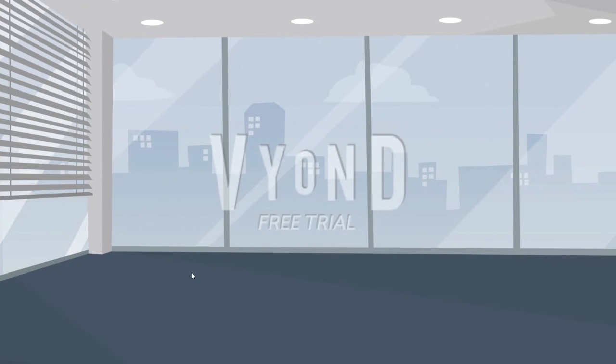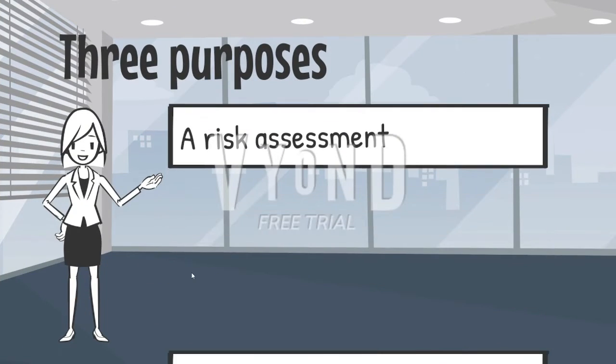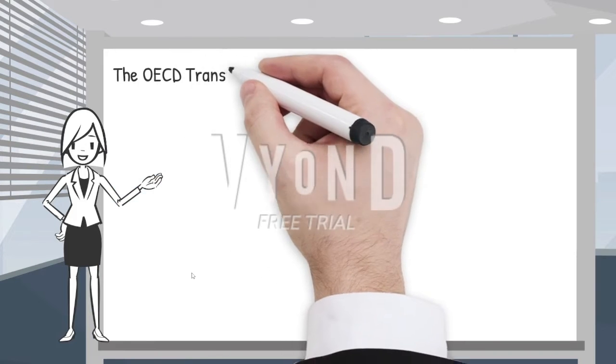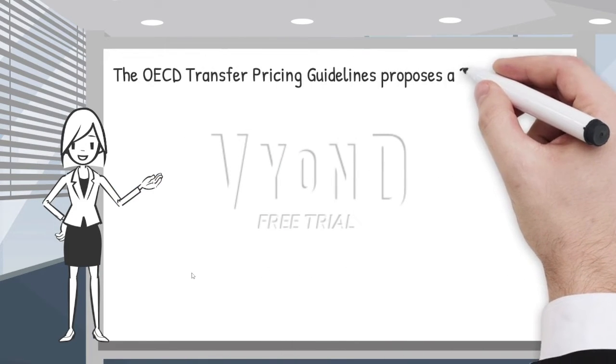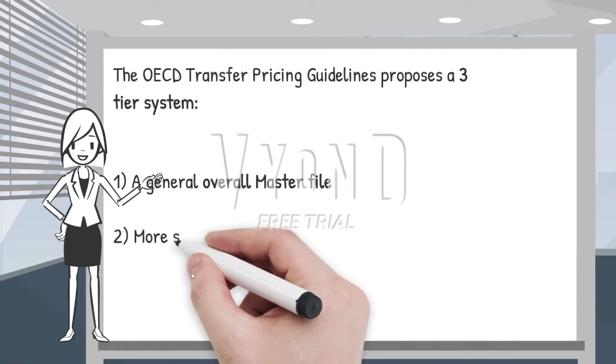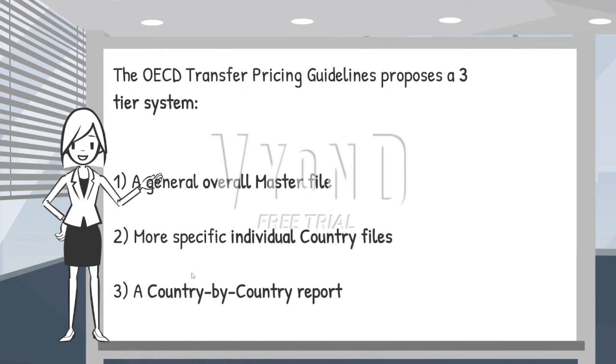The documentation serves 3 purposes. It is a risk assessment and an audit tool for governments, and it proves that the taxpayer has a considered transfer pricing policy. The OECD Transfer Pricing Guidelines propose a 3-tier system: a general overall master file, more specific individual country files, and a country-by-country report.